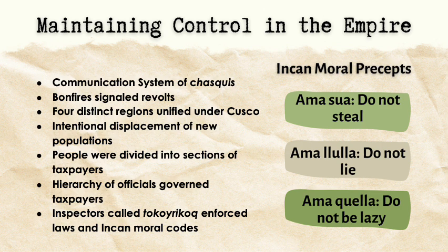The general population was divided into taxpayer units, usually of 100 people. People paid taxes through labor, called the mita system. Officials oversaw these units, and a hierarchy of officials went all the way up to the highest bureaucrat in Cusco. Additionally, the Inca had a set of 3 moral laws that everyone within the empire was expected to follow. A legal enforcement group called the Toko Rikoke were tasked with making sure citizens followed these laws, and it's listed on the right of the slide.